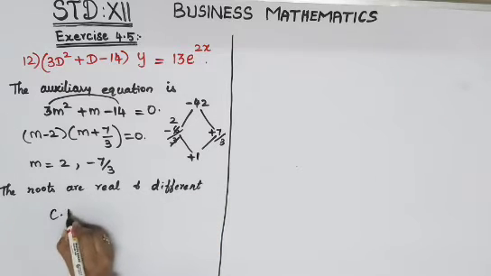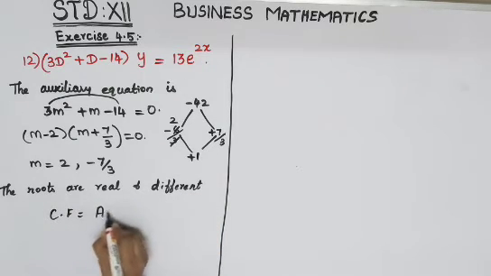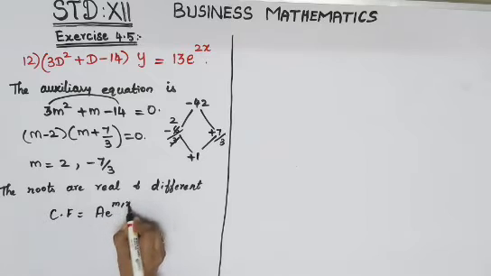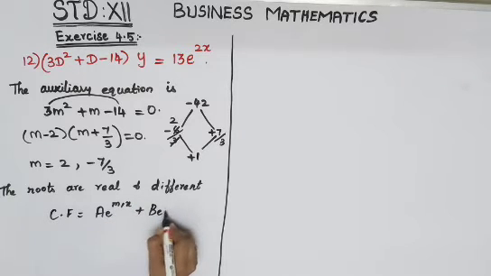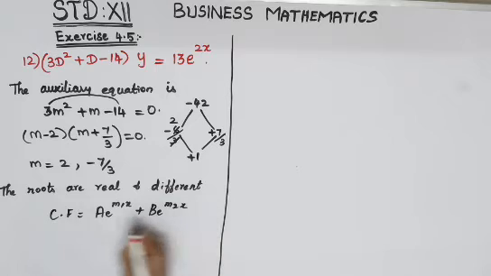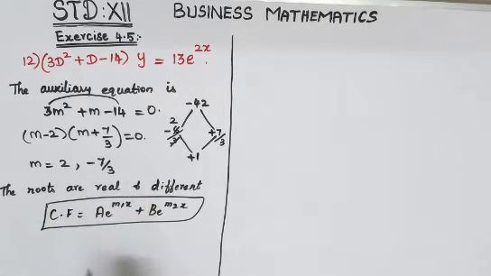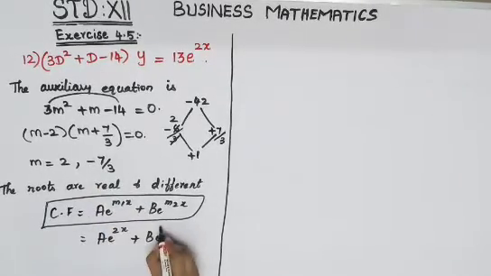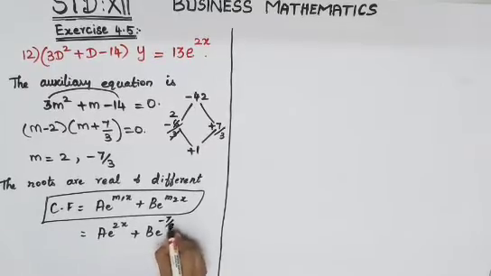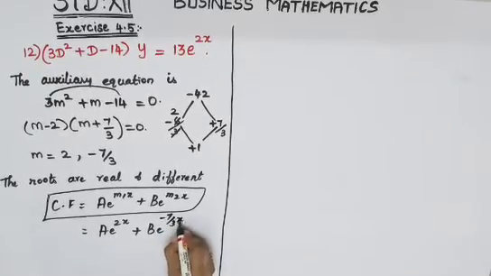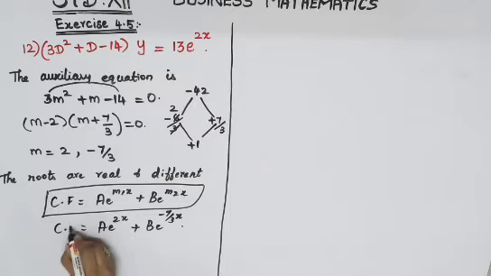Therefore the CF formula is a e power m1x plus b e power m2x. So instead of m1 and m2, you will have to substitute these two values here, okay. So that is equal to a e power 2x, m1 we can write it as 2x, plus b e power m2 is there, so I will just write it as minus 7 by 3 x, it is in the power, okay. So this is your CF.